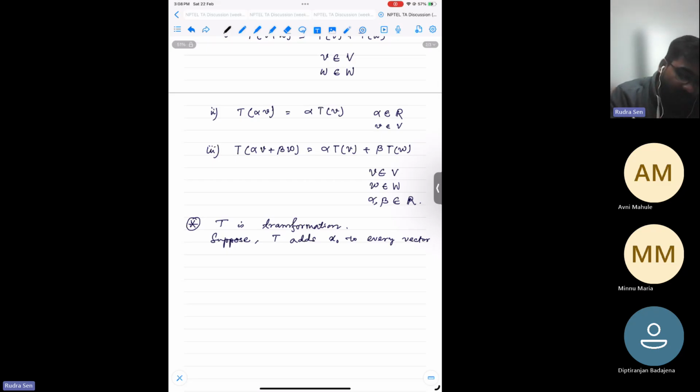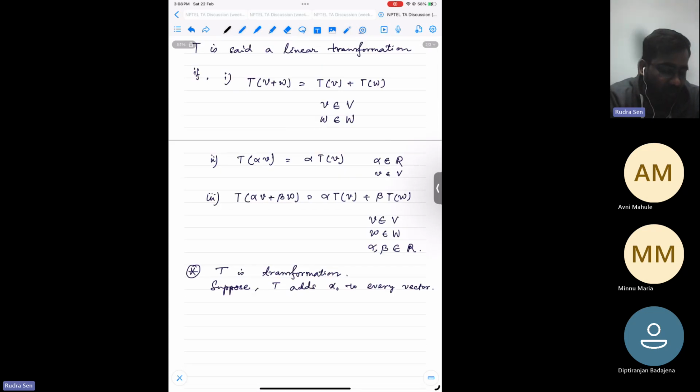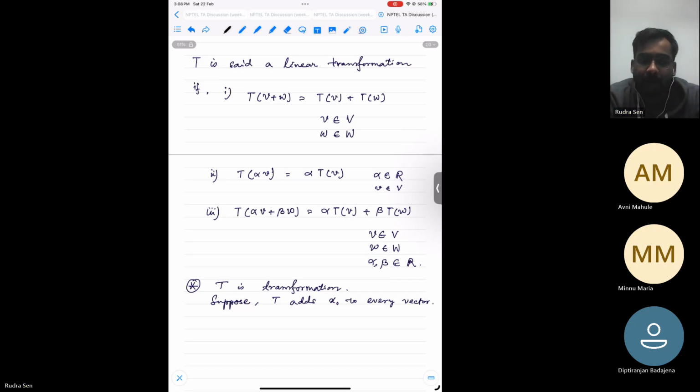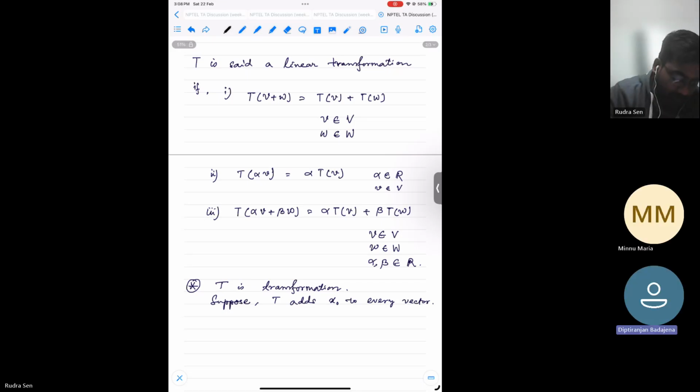So is this a linear transformation? We have to check that. First of all, what do you think: is this transformation a linear transformation according to this logic? Sir, X naught is a scalar. You can consider it as a vector.